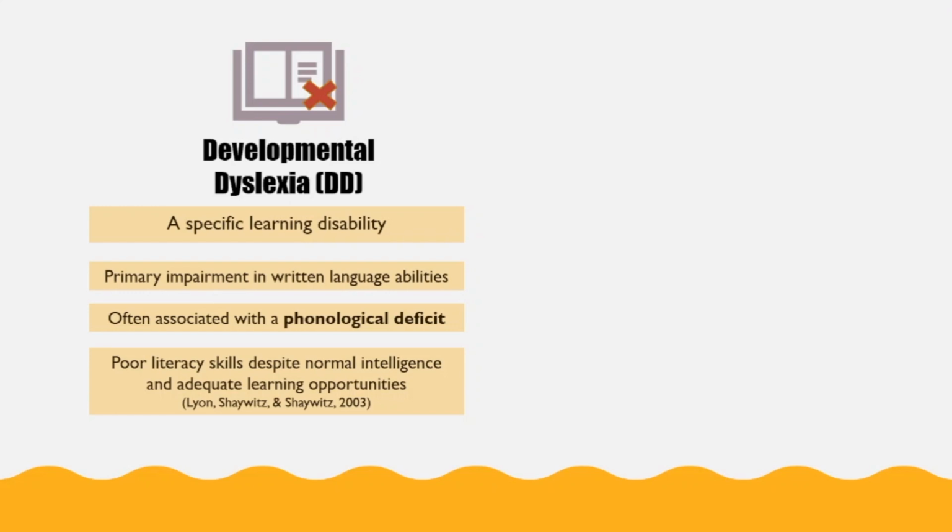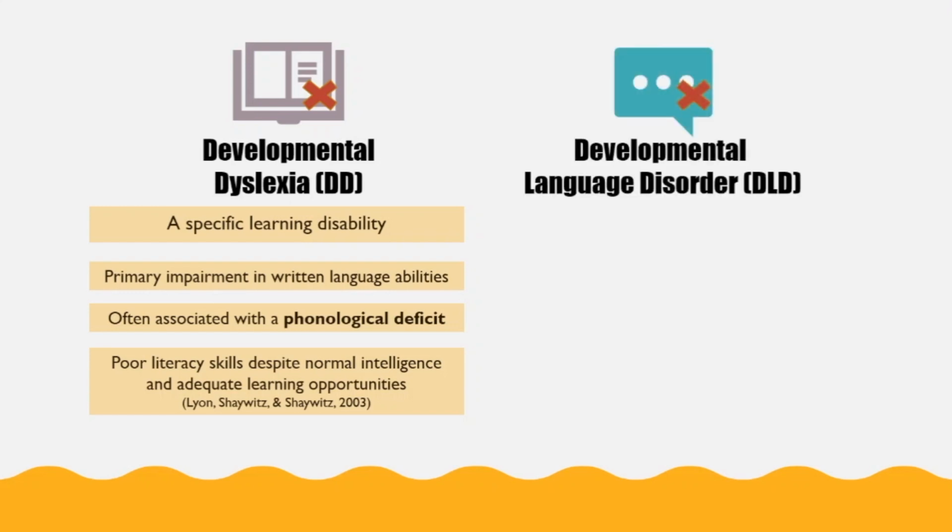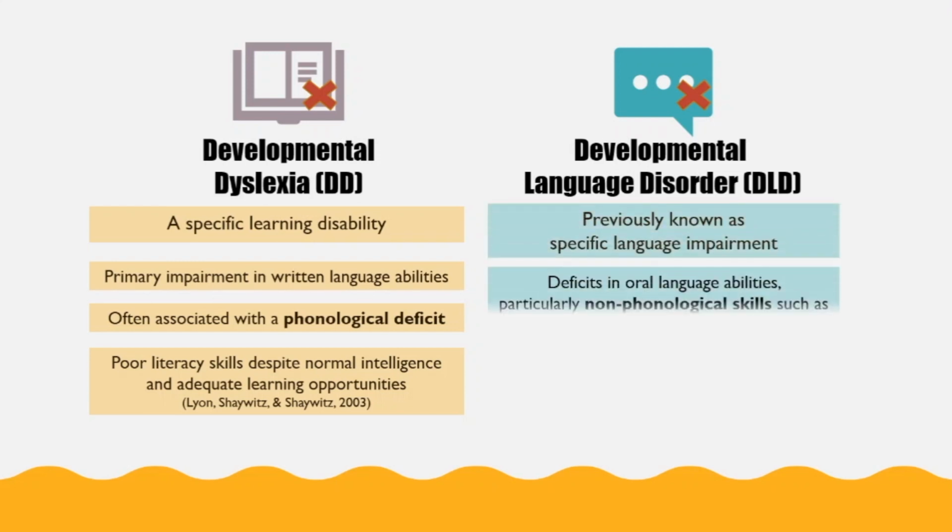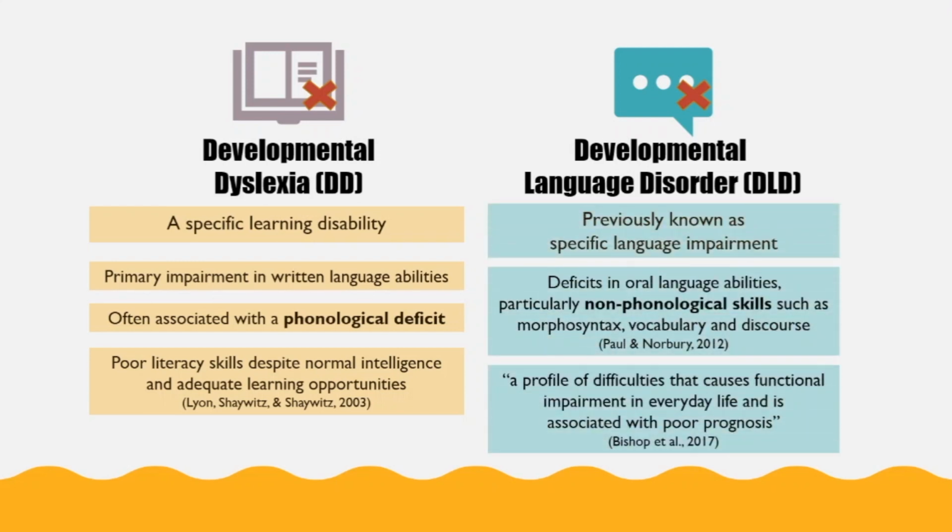So we know that that is dyslexia, but it seems like less is known about developmental language disorder, and it's interesting because this is a disorder that is frequently discussed alongside dyslexia in the research field. And so what is DLD? It was previously known as SLI. Some of you might have heard what SLI is about.